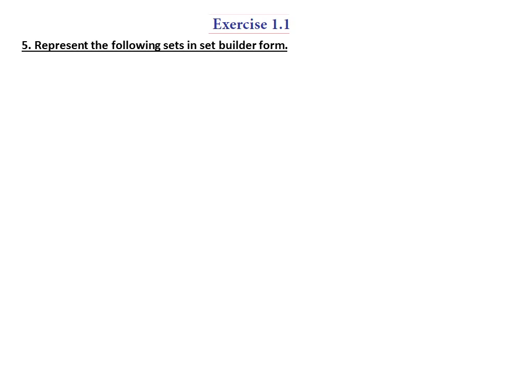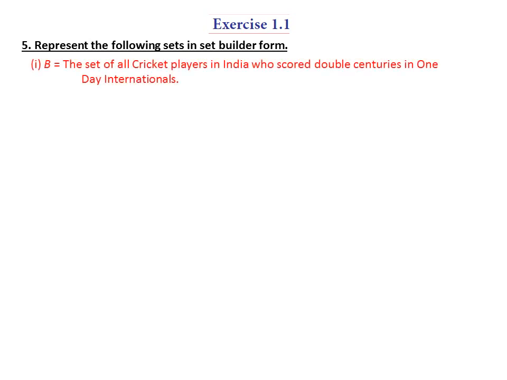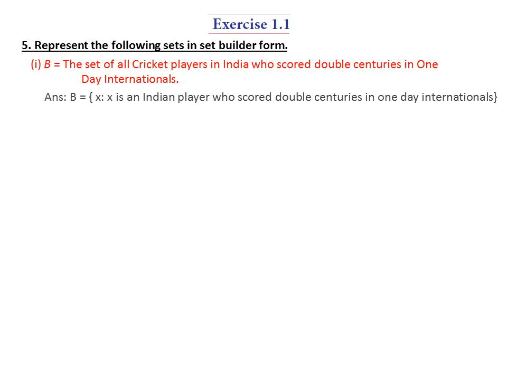Represent the following sets in set builder form or rule form. So they given in descriptive form. First problem, the set of all cricket players in India who scored double centuries in one day internationals. So B is equal to, take some x or y, any alphabet you can use. A set of all x such that x is an Indian player who scored double centuries in one day internationals. That's all that answer.